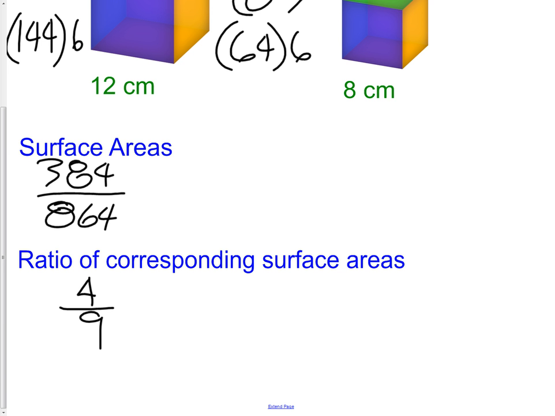If you don't know how to do that on your calculator, stop in and ask me, or you can simply do it the longhand way, which is divide by 2's, divide by 4's, divide by 3's, until you eventually get down to 4/9. It's kind of a painful exercise, so I would definitely come and see how to do this on your calculators. There we have our ratio of corresponding surfaces, or surface areas.